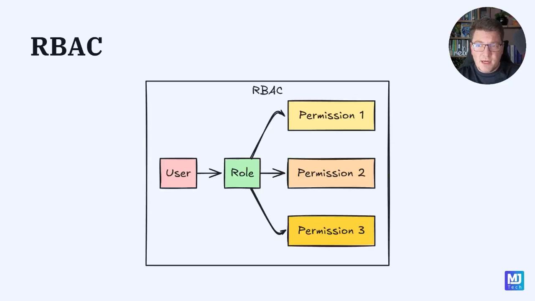Here's a simplified diagram of what our system will look like with role-based access control. We will have our application user, and the user can belong to one or more roles. Each of our roles will have a set of permissions assigned to them, and this in turn determines what the user is allowed to do.